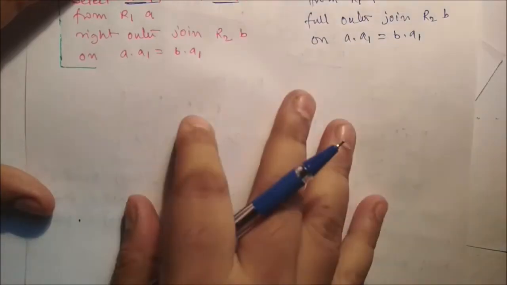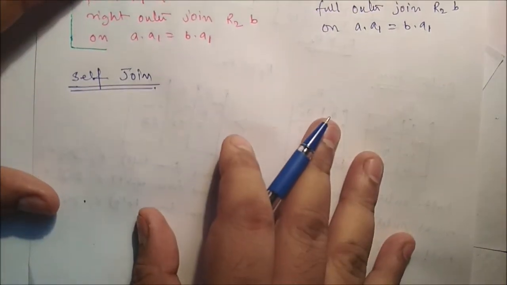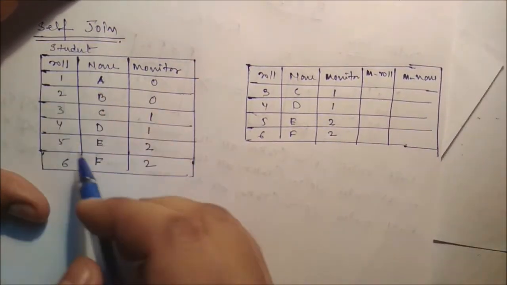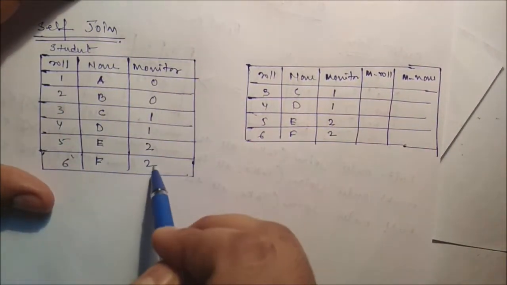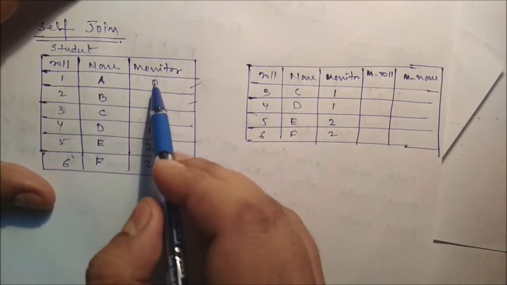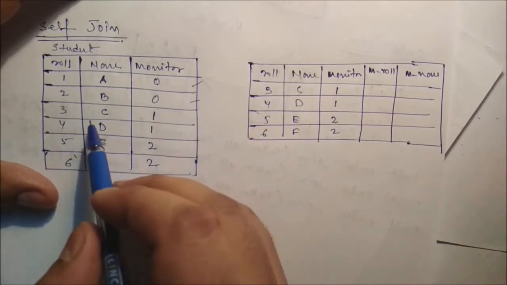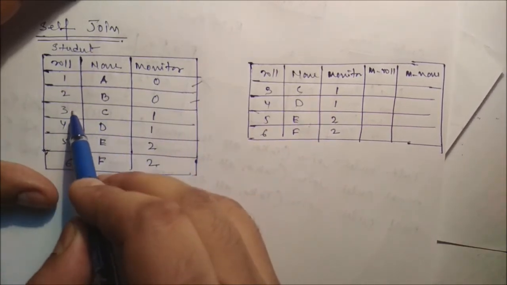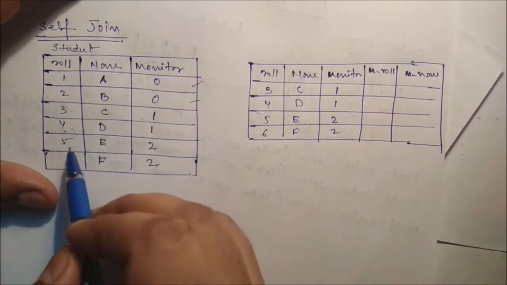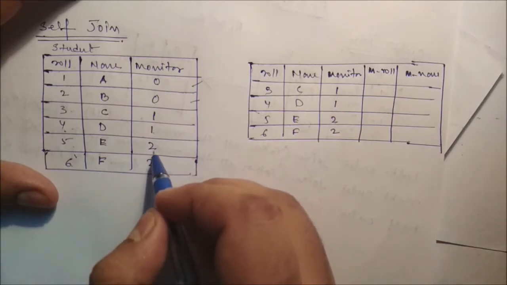Okay. Next concept is self join. We have a table. Now suppose a student table where roll number, name and monitor roll number are there. We can see A and B are both monitors. So here the monitor roll number is not there, it is 0. For roll number 3 and 4, the monitor roll number is 1. And for roll number 5 and 6, the monitor roll number is 2.